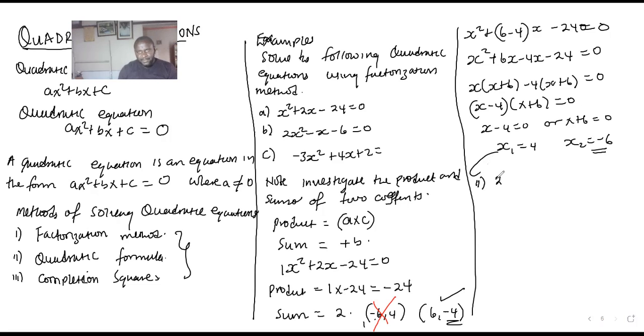On the second example, we have 2x squared minus x minus 6 is 0. The product is what? 2 times -6, which is -12. The sum is what? -1. Two numbers, when you multiply, you get -12. Added, you get -1. Who is here to give me those suggestions of those figures? Habiba Namuteri, which two numbers could they possibly be?